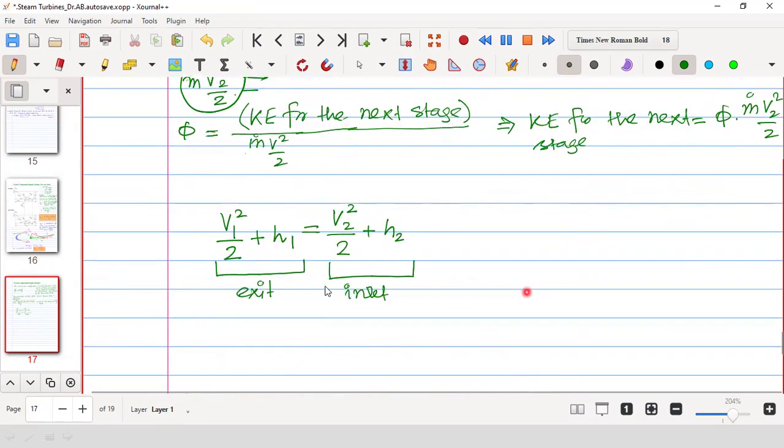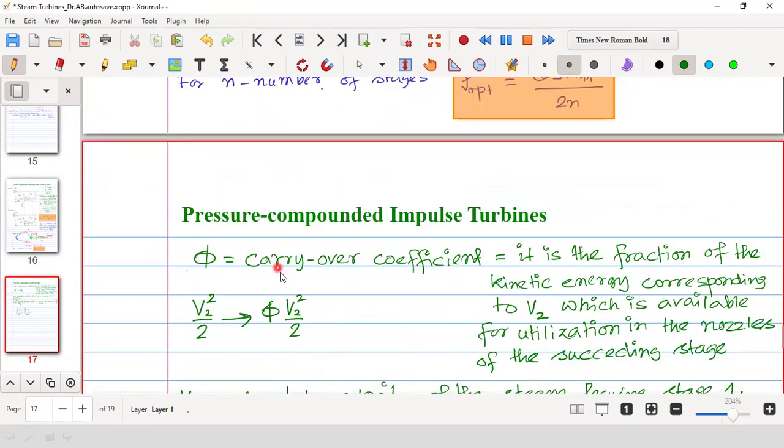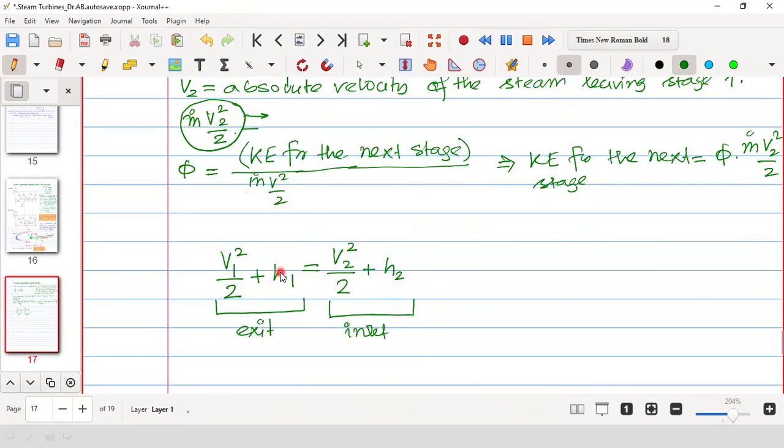Kinetic energy for the next stage is equal to half phi into m dot V2 square by 2. Okay. Another thing is here, one thing we can write is that, say for example, if we write an energy balance between the exit from the nozzle in the next stage and the inlet to the nozzle, that can also be written like this.